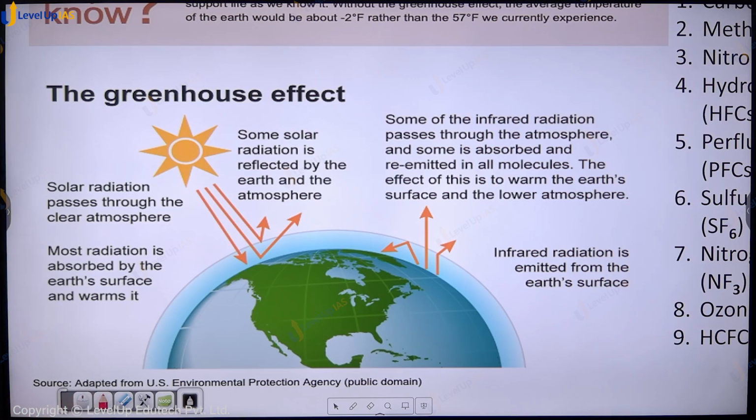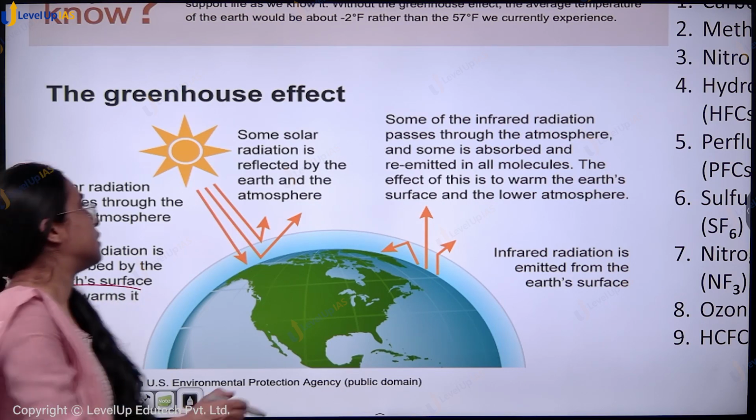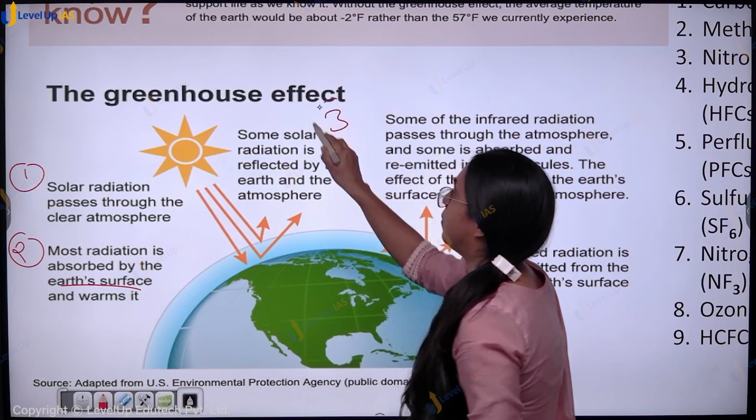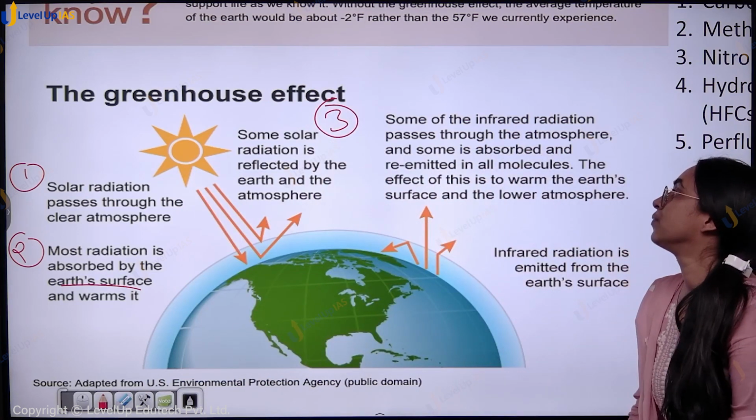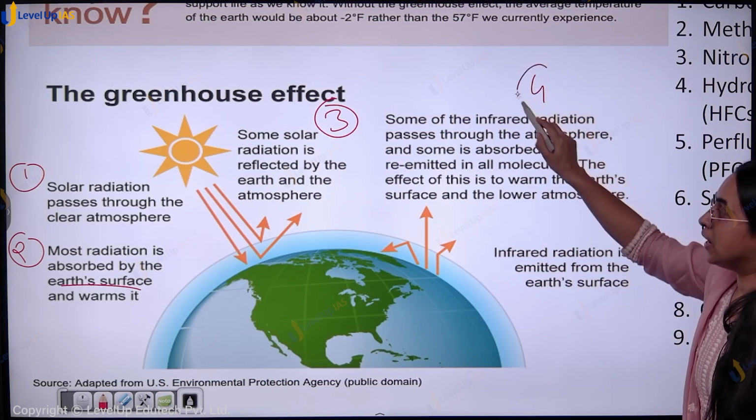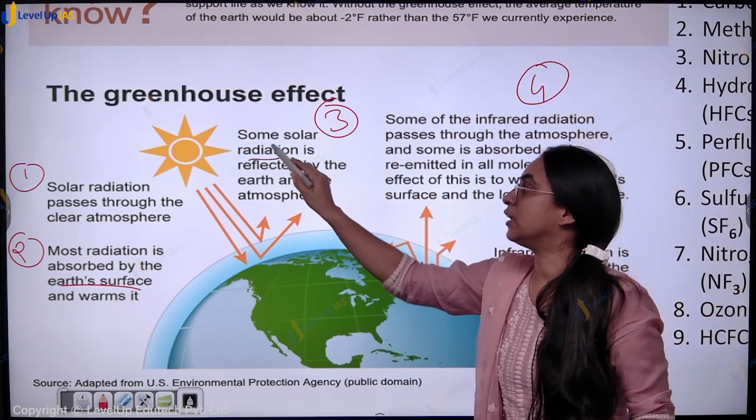The first one is solar radiation passes through clear atmosphere. Second, most radiation is absorbed by Earth's surface and warms it. The third is some solar radiation is reflected by the Earth and its atmosphere. Some of the infrared rays, some of the Earth's radiation is getting reflected.